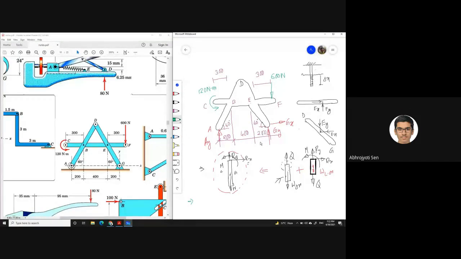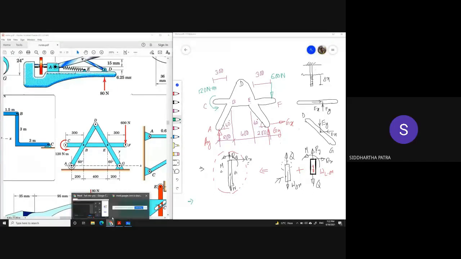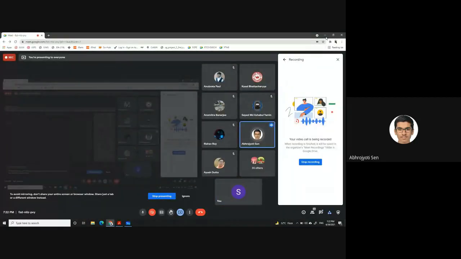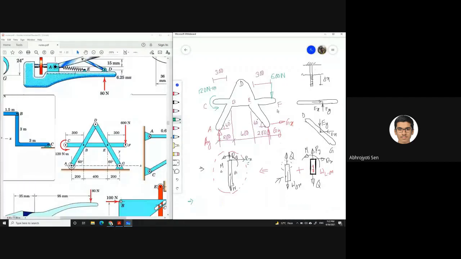Sir, yes, while solving it, all these 200, 400 are in millimeters. All of these are millimeters. When the unit is not given, it's always millimeters. Okay, sir. Sure. 720 plus 85.